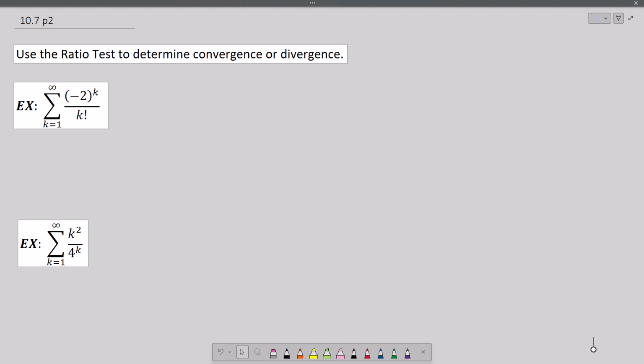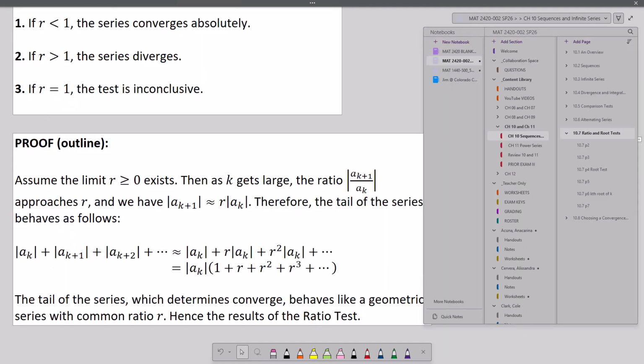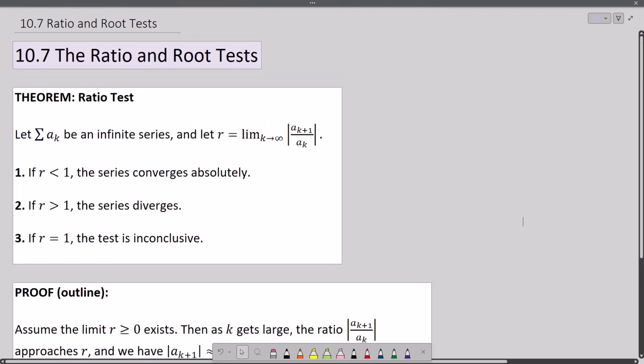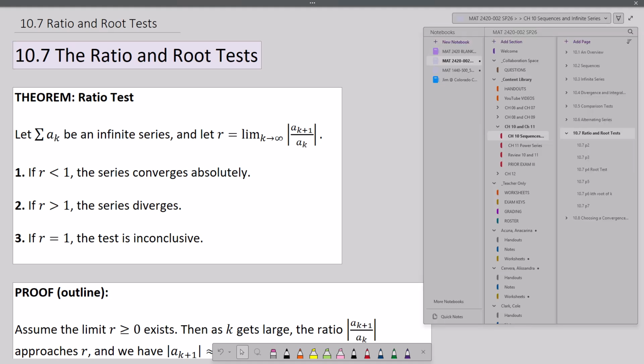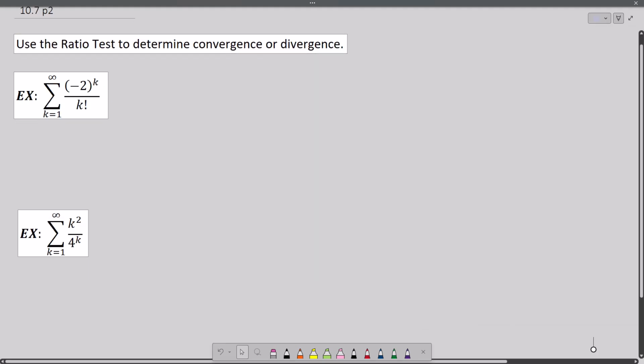Now, one other thing I need to point out. This limit is with an absolute value. So we're taking the absolute value here. So this a sub k could be positive, could be negative. We are going to force absolute value here. So we are actually going to be analyzing for absolute convergence.